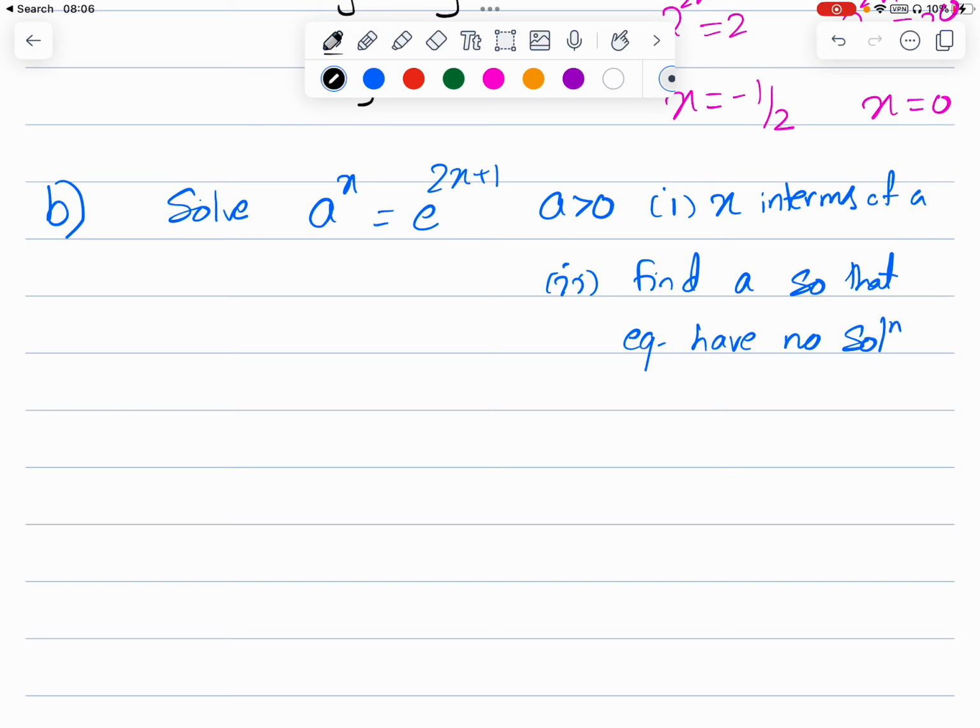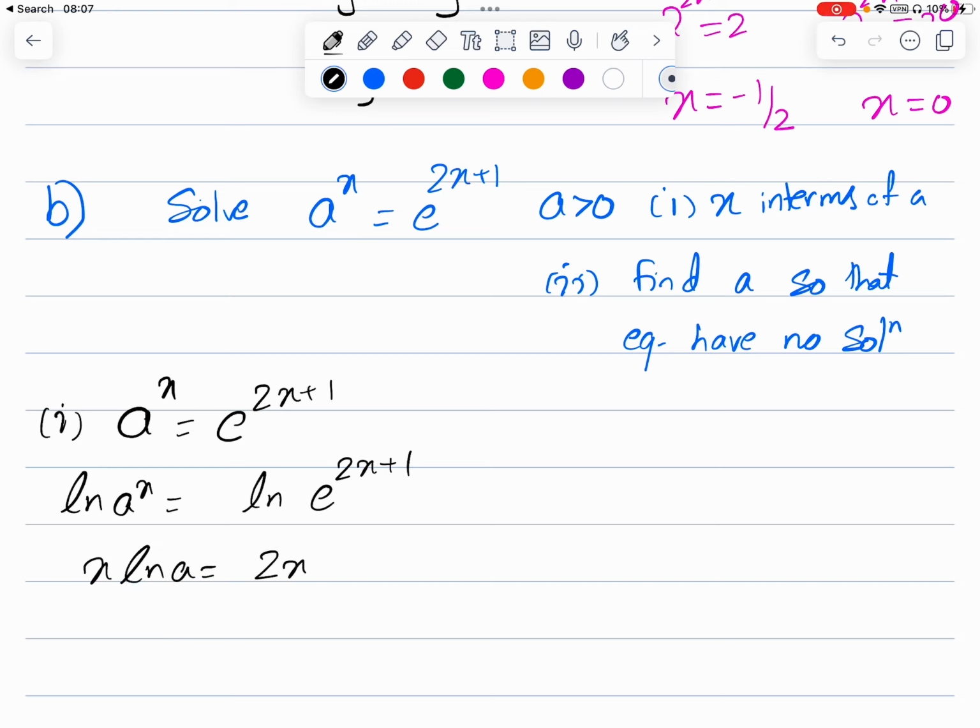So how should I do that? For part 1, a power x equals e power 2x plus 1. So applying ln on both sides, ln a power x equals ln of e power 2x plus 1. So x ln a equals (2x plus 1) ln e.